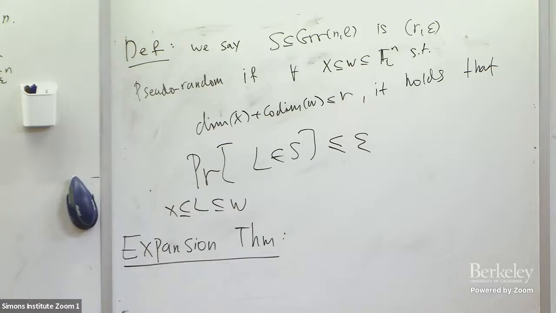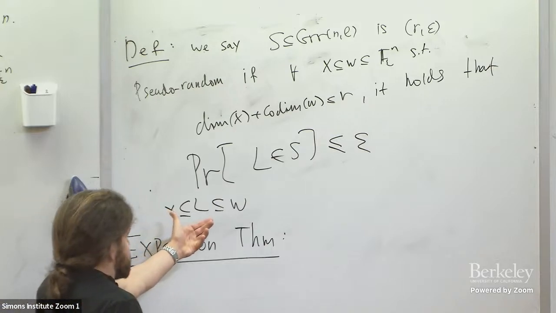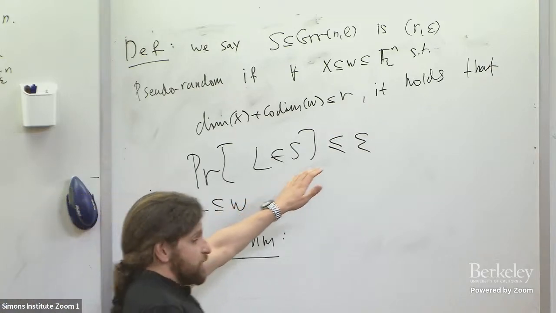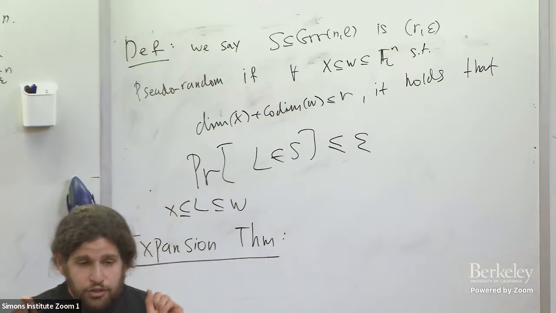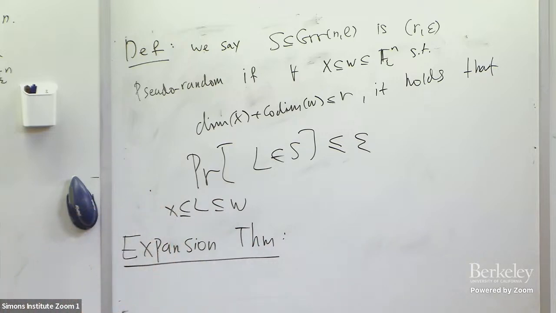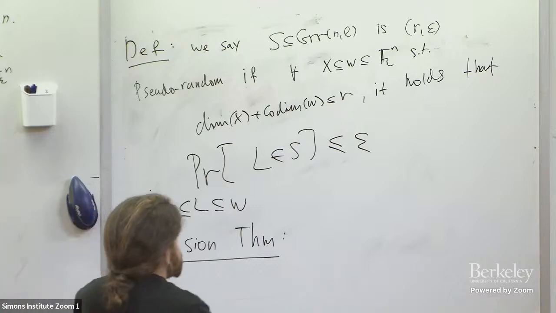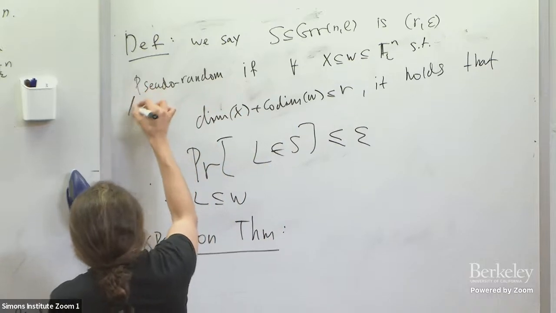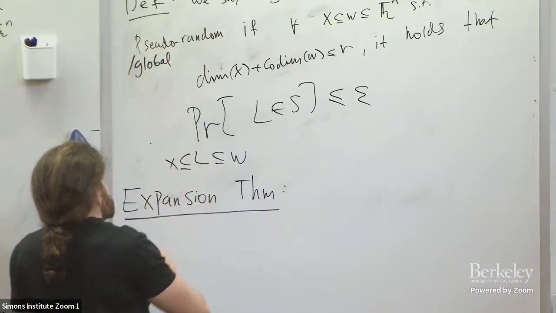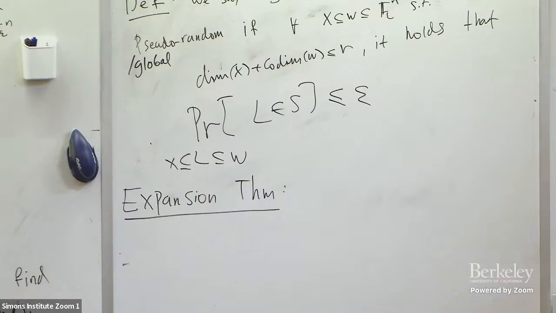For now, we call this set pseudo-random, but nowadays we more often call them global. If you have some X and W where the density is large, this is some local structure of your set. And if you don't, then it means that your set is global. What the expansion theorem is going to say is that the only sets in the Grassmann graph that have poor expansion must be local.